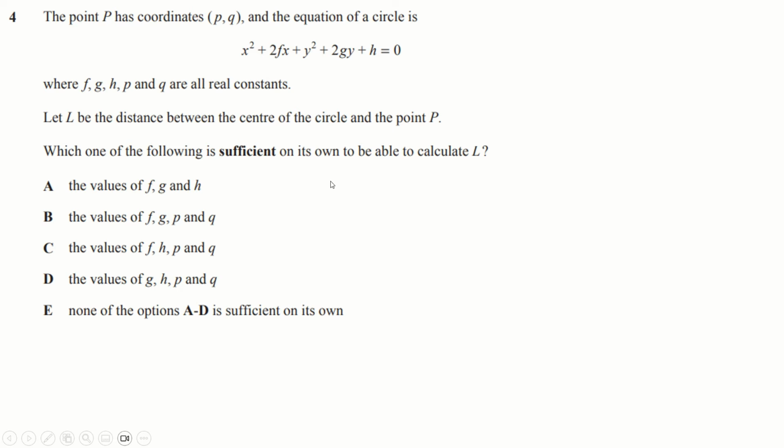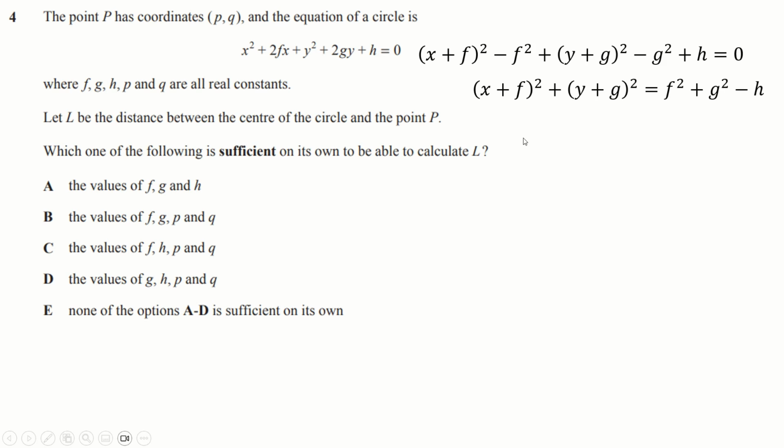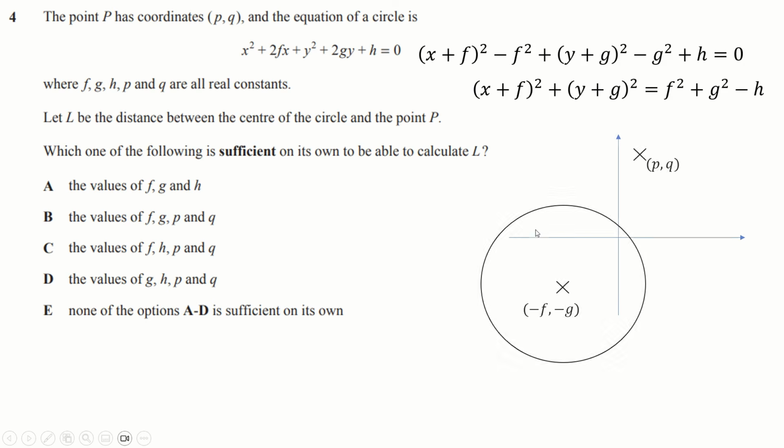Good. Question number 4. So this is a circle, so let's complete the square on this and this to make it sort of circular. So we get this, we can move that stuff over. Now, let's sort of draw this out. We've got a circle with center F, G, or minus F, minus G, I guess it doesn't really matter. And we've got another point at P, Q, and it doesn't anywhere say that P, Q is on this circle. It could literally be anywhere.